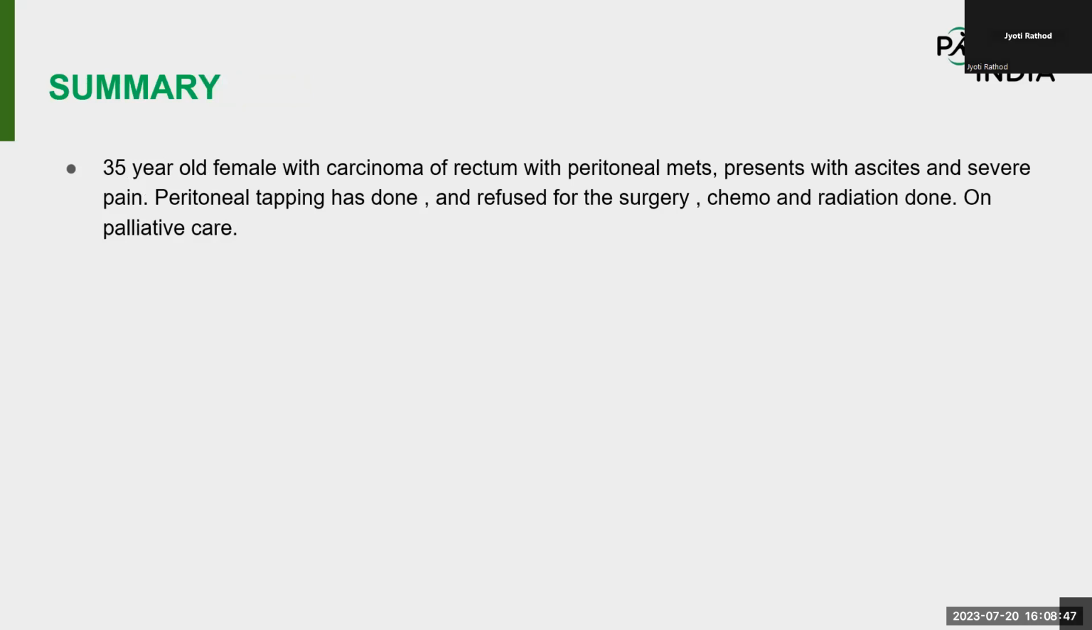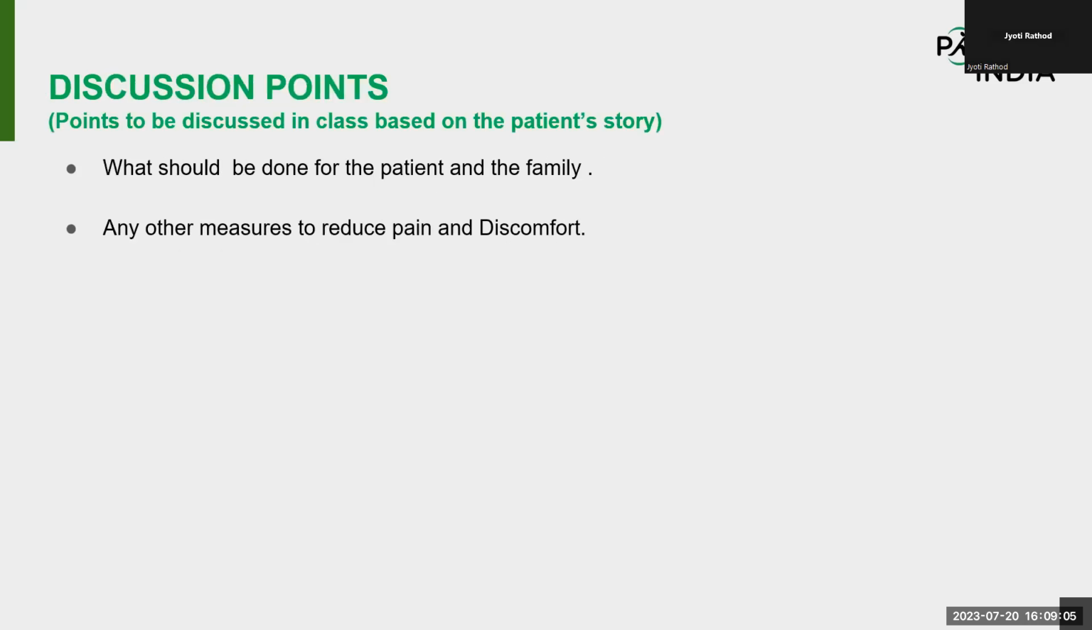Summary: 35-year-old female with carcinoma of rectum with peritoneal mets presents with ascites and severe pain. Peritoneal tapping has been done and surgery refused by the patient. Chemo and radiation done and palliative care is on for the patient. Discussion point: I have already discussed these points in our palliative center also, but still I want to discuss this. What should be done for the patient and the family, and what other measures can we find to reduce pain and discomfort of the patient.